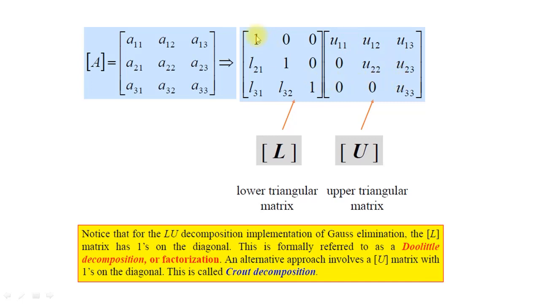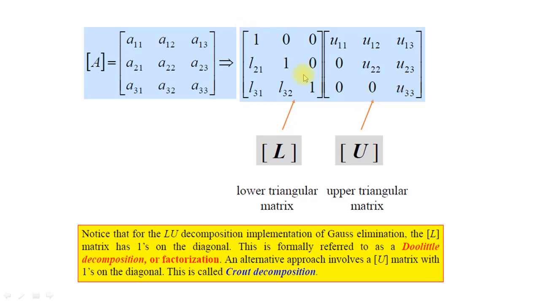And we can write this 1 1 on the diagonal of the upper triangular matrix also. So in this case, now we have 3 unknowns in the upper triangular matrix, and here we will find 6 unknowns, these 3 unknowns and these 3 unknowns. So you can put 1 1 on the diagonal of the lower triangular matrix, or we can put 1 1 on the diagonal of the upper triangular matrix.